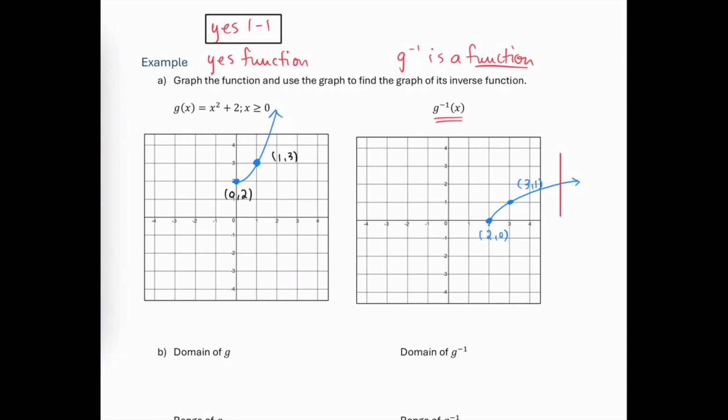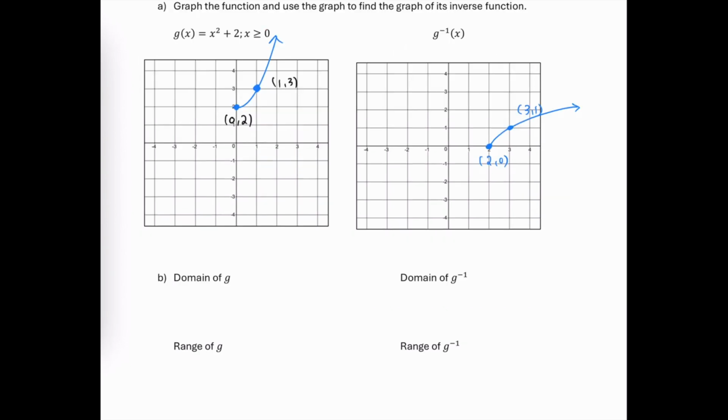Now the horizontal line test gives us a shortcut for determining whether or not a function is one-to-one. It enables us to just work with the original. Using the horizontal line test, we can tell that the inverse is going to be a function without actually having to graph it. Let's make a note of the domain of g.